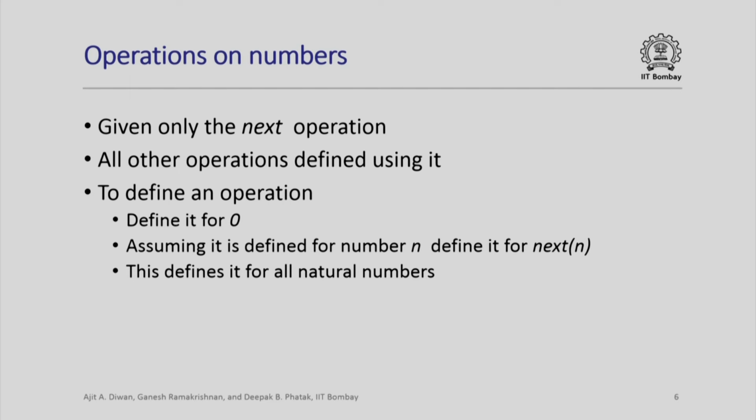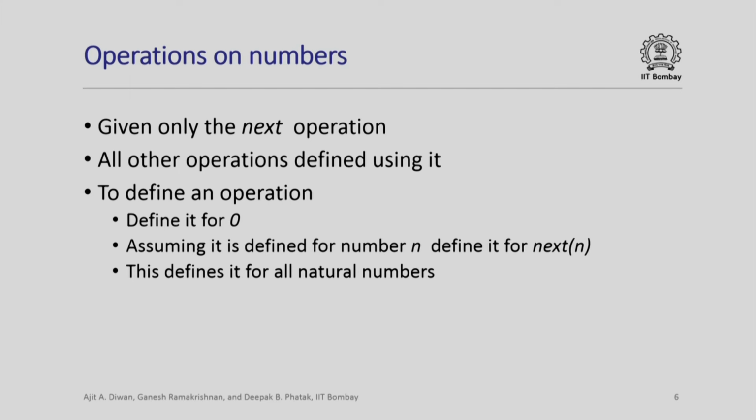For every number n, there is a next n which generates another number. Any other operation on numbers can be defined using it. And how do you define it? We define it first for 0, which is a natural number that we have assumed exists. And now assuming the operation is defined for number n, we define it for the number next of n. And this ensures that it defines for all numbers.